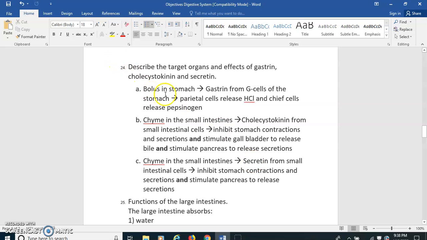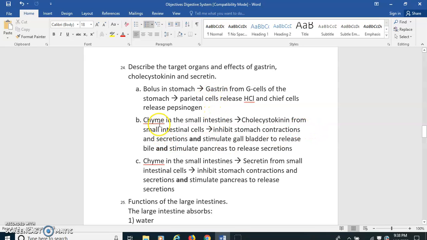So the bolus in the stomach, we've covered that. The presence of a bolus in the stomach will stimulate those G cells to release gastrin. That hormone will get into the blood, and then it'll come back and stimulate those parietal cells to release their hydrochloric acid, and cause also the chief cells to release their pepsinogen. So again, activating the stomach.